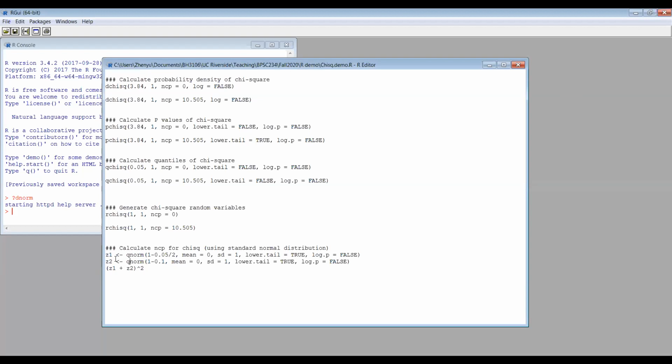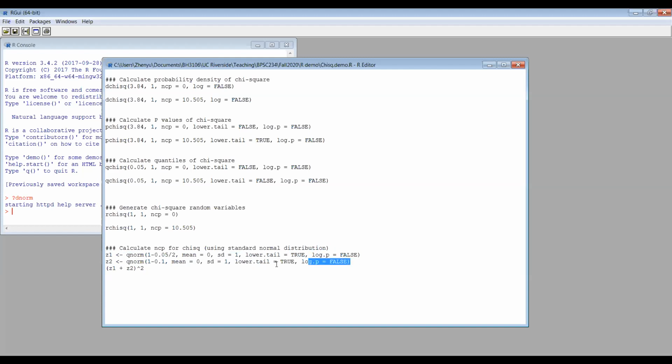So actually we can use the normal distribution. We first calculate the z1, which is the quantile when the area equals 1 minus 0.05 divided by 2. And this is a standard normal distribution, with mean 0 and standard deviation equal to 1. And then we're going to calculate the lower tail. I'm going to talk about what lower tail means, okay? So this is for the first calculation.